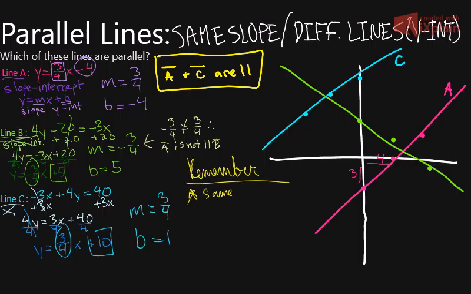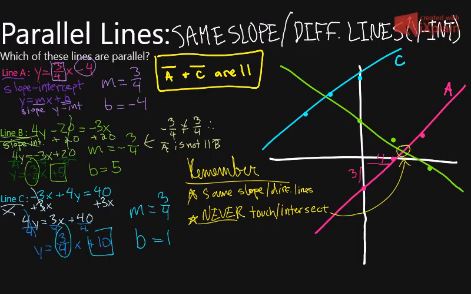Things to remember about parallel lines are that they're different lines that share the same slope, and they never touch or intersect, which is why line B over here is not parallel.